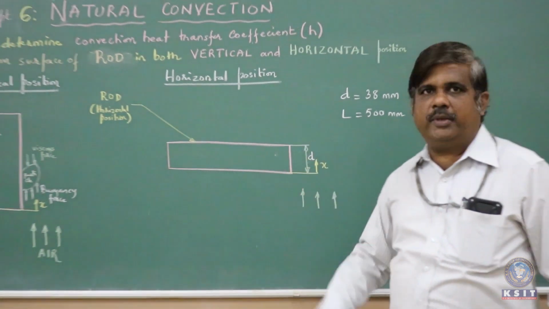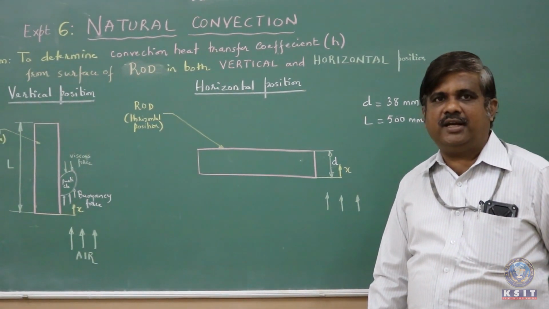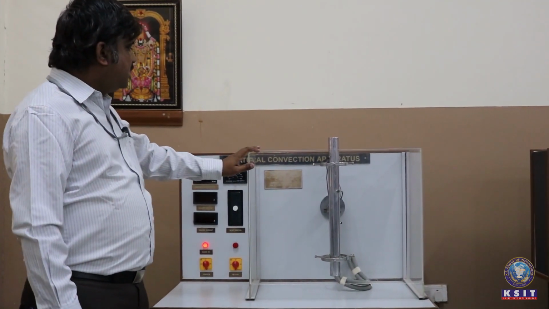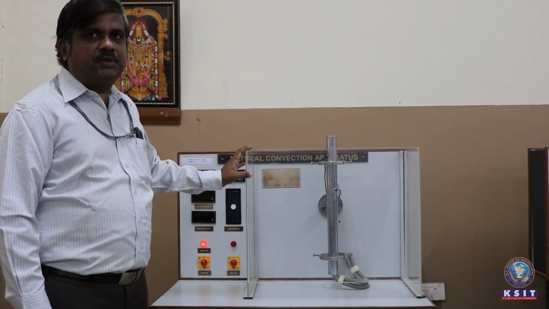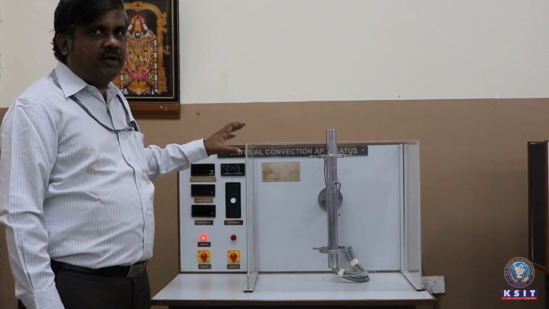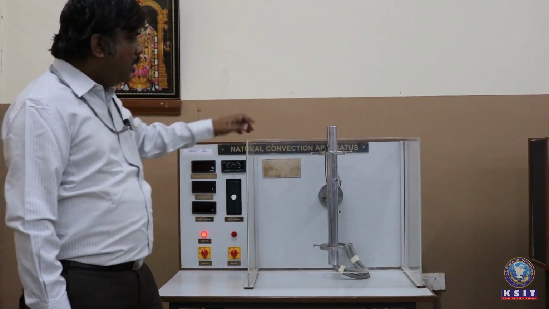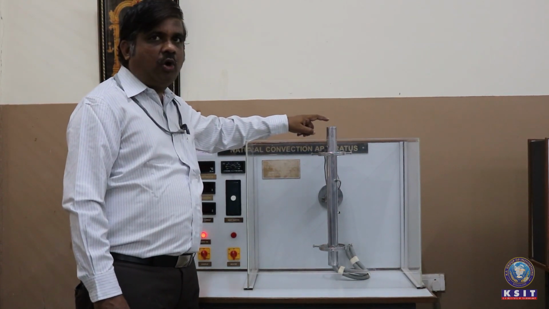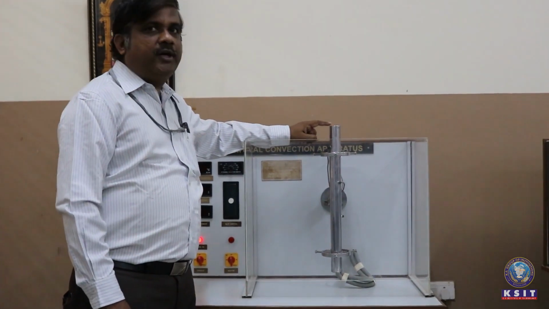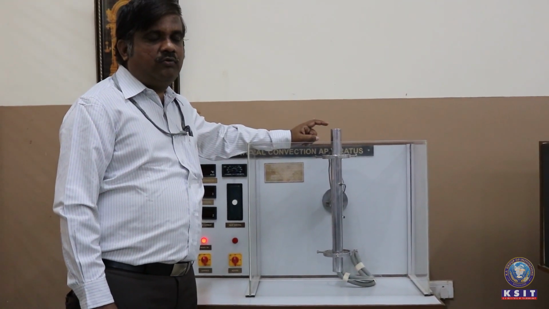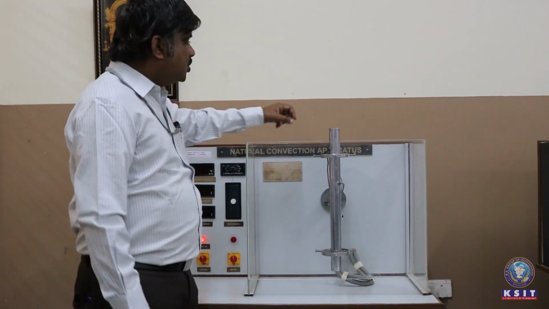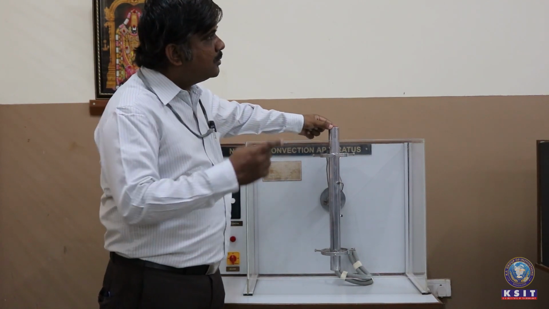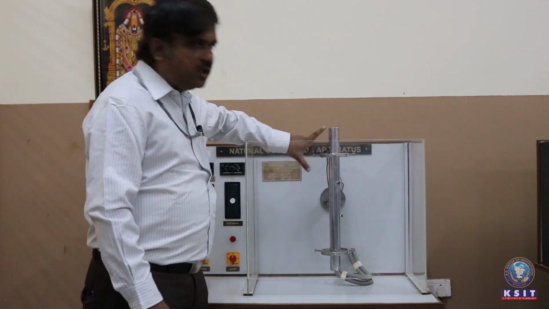Now we will go to the equipment and see what readings we can take. This is the equipment to conduct the natural convection heat transfer. What we have to find from this is the heat transfer coefficient of this rod. The air is passing through this hot rod, and we have to find out the convection heat transfer coefficient by natural convection. This is the diameter of the rod, that is 38 mm. The length of the rod is 500 mm.